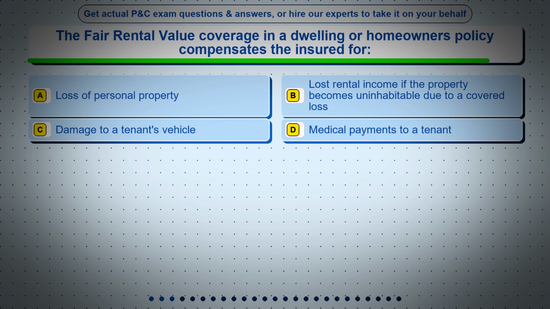Question 3. The fair rental value coverage in a dwelling or homeowner's policy compensates the insured for: Option A. Loss of personal property. Option B. Lost rental income if the property becomes uninhabitable due to a covered loss. Option C. Damage to a tenant's vehicle. Option D. Medical payments to a tenant.